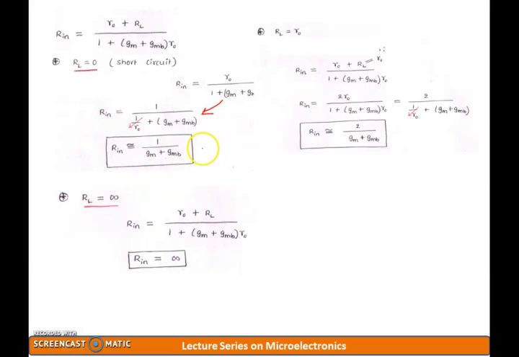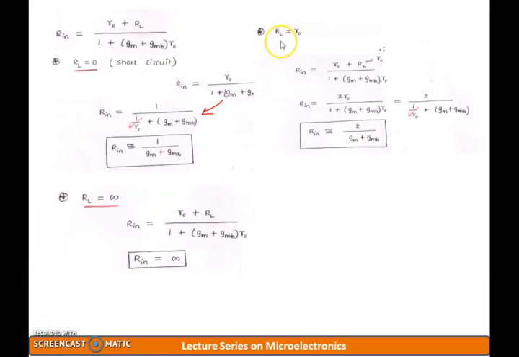Now any amplifier's input resistance having direct dependency on the transconductance of the MOSFET is a good thing to go with. Hence this is the preferred amplifier choice whenever we deal with an application where I want a direct dependency of the input resistance with respect to the transconductances of the devices.